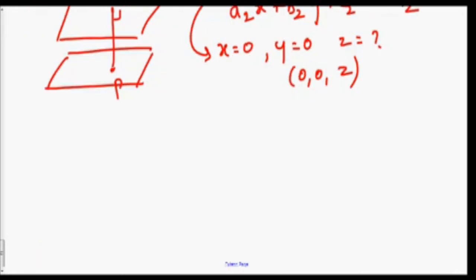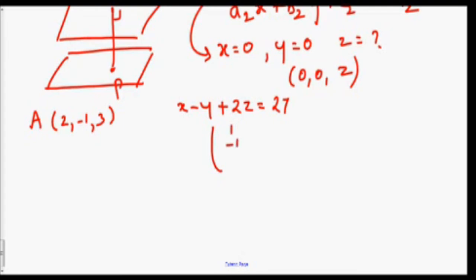Let me do one small question for you. Find the shortest distance from the point 2, minus 1, 3, which is point A, to the plane x minus y plus 2z equal to 27. Now what was the first step? The first step was to find the normal. So the normal is 1, minus 1 and 2 here, right?